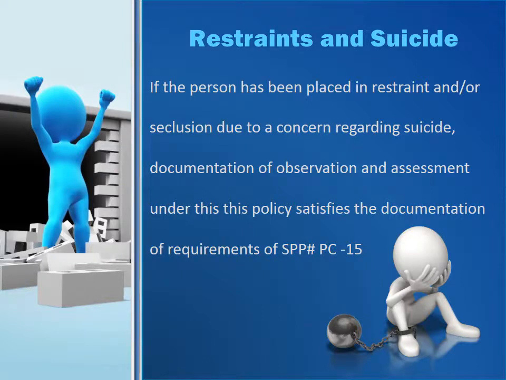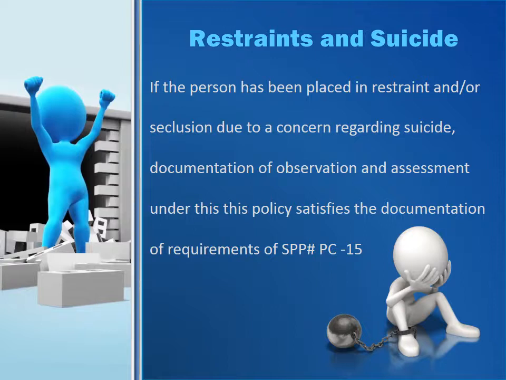So let's discuss restraints and suicide. If the person has been placed in restraints and/or seclusion due to concern regarding suicide, the documentation of the observation and assessment can be found under SPP, PC number 15. We also have it where it is electronic, that as long as you order the restraints due to suicide, which is a medical reason so they don't harm themselves, the task list will automatically populate how often you have to do your assessments and your observation. And so this should be fairly simple as long as you complete your task list.